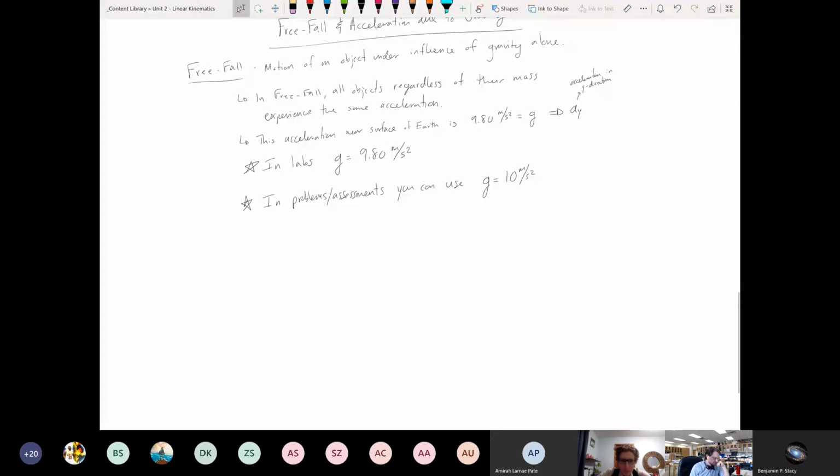Okay, so we've got a basic definition of free fall. The acceleration due to gravity is this little g. We might also point out that the acceleration due to gravity near the surface of the Earth is always little g. It's a constant.